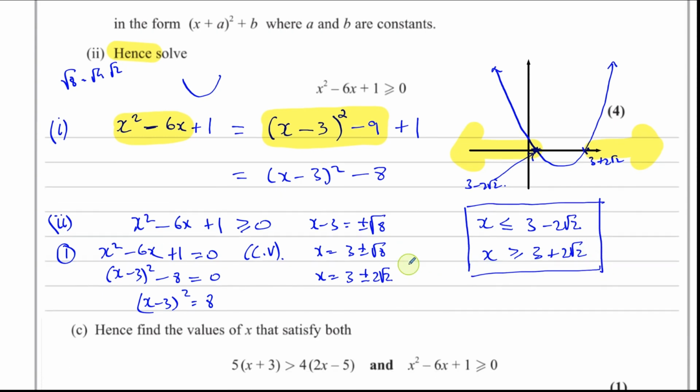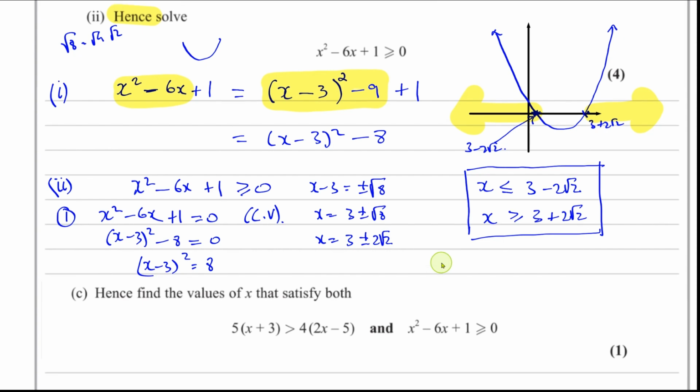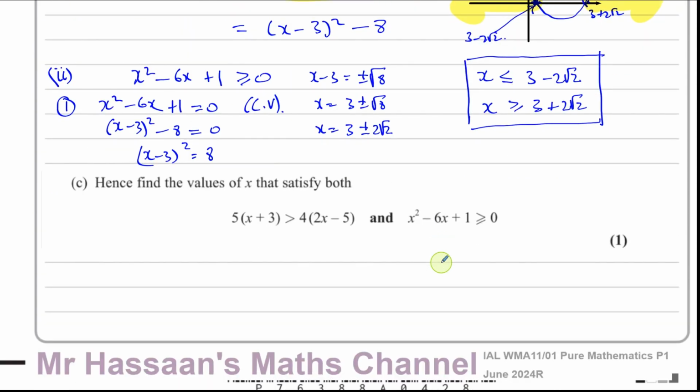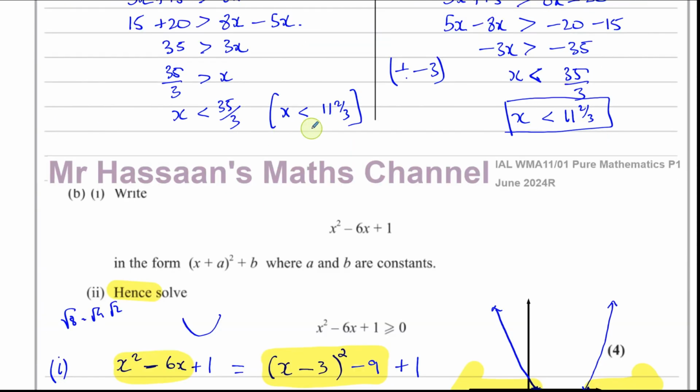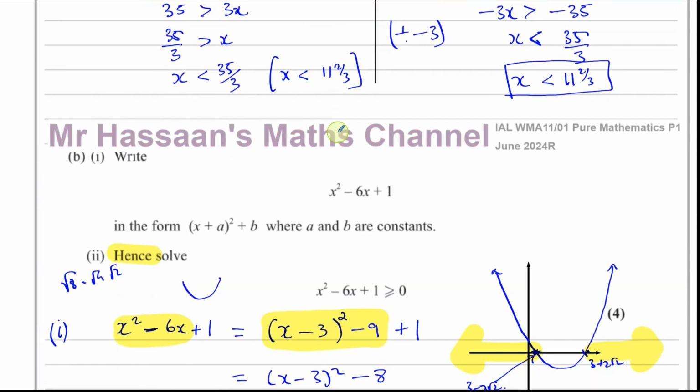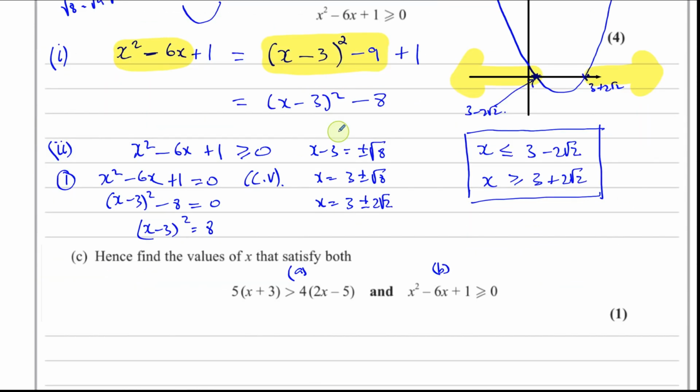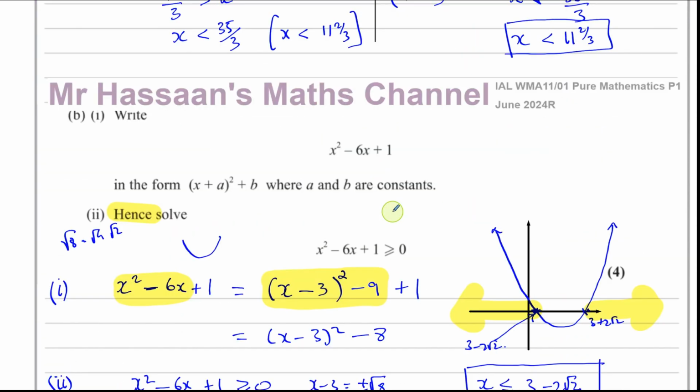And then part C says hence. So using the answers that we found, find the values of x that satisfy both of these inequalities. Both of these inequalities, the one that we did for part A and the one that we did for part B. So the answer to part A was x is less than 11 and 2/3. We don't have to resolve it again. This is exactly the same question. We can make sure. Yes, it is.